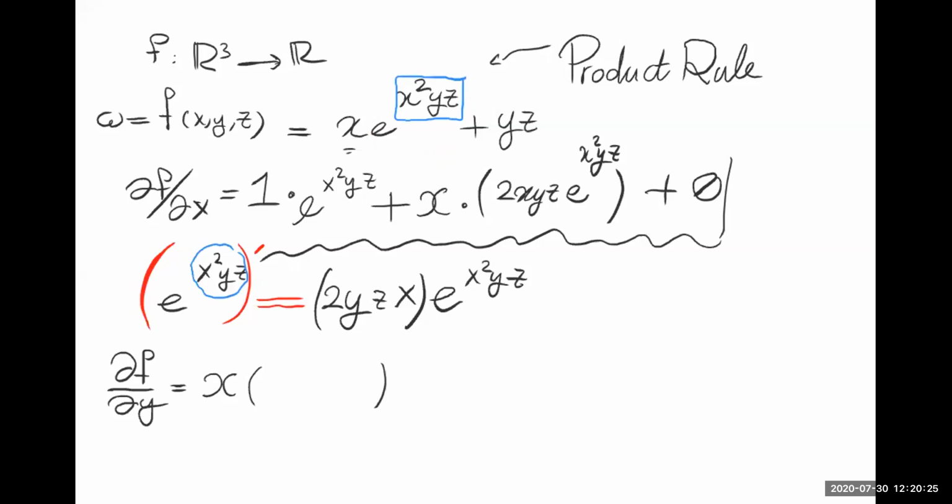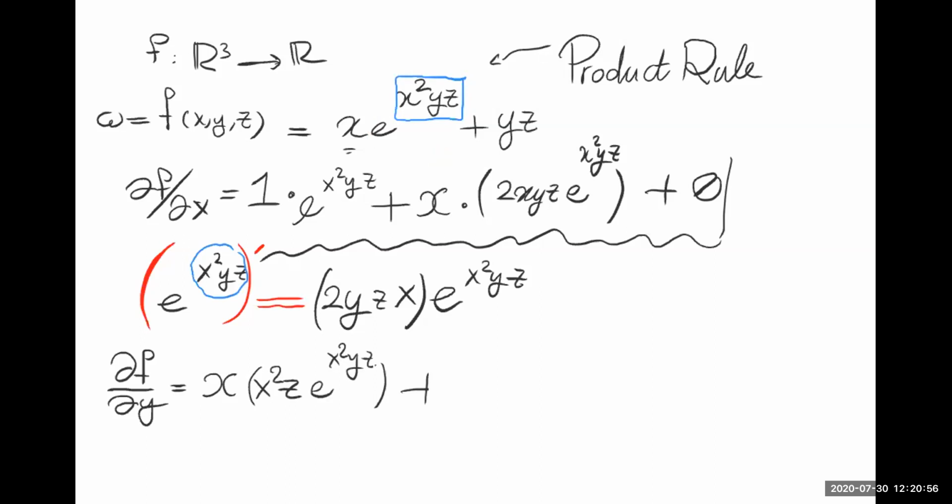But y, I've multiplied y by x squared z. But if x and z are constants, x squared z is also a constant. So here I have y multiplied by a constant, x squared z. X squared z is just like 2, for example. So the derivative of x squared yz with respect to y is just the constant I'm multiplying y with, which is x squared z, times e to the x squared yz.